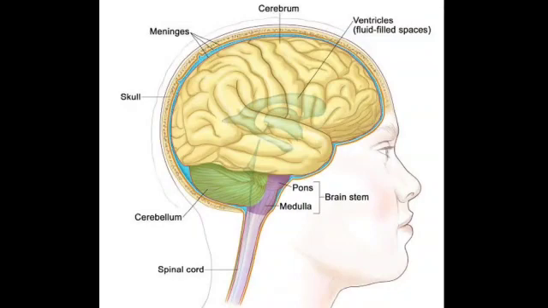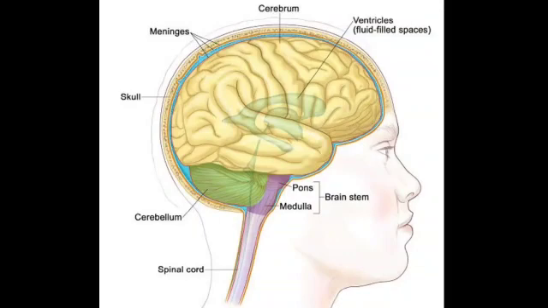So the brainstem is the one which connects the brain to the spinal cord, and the brainstem has three regions: medulla oblongata, pons, and midbrain. And now we are going to discuss only cerebrum, cerebellum, and medulla oblongata.